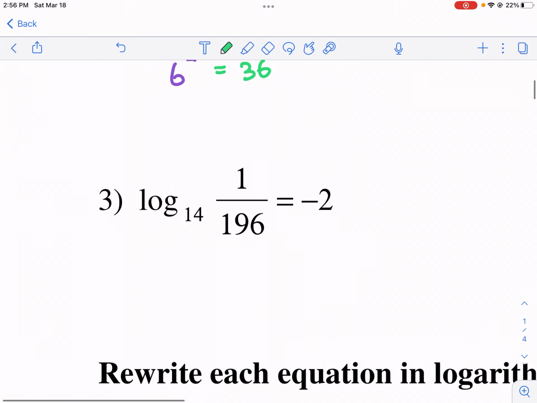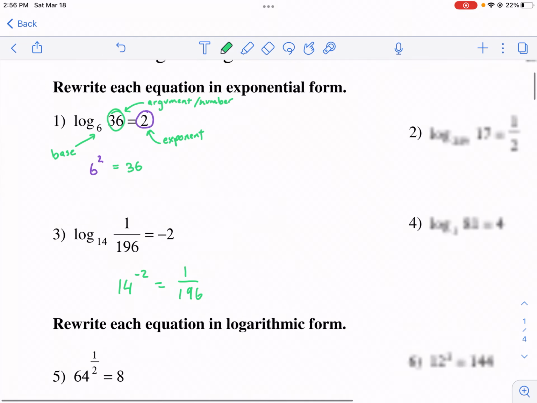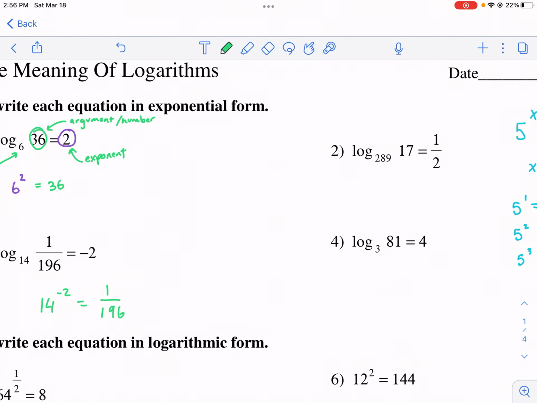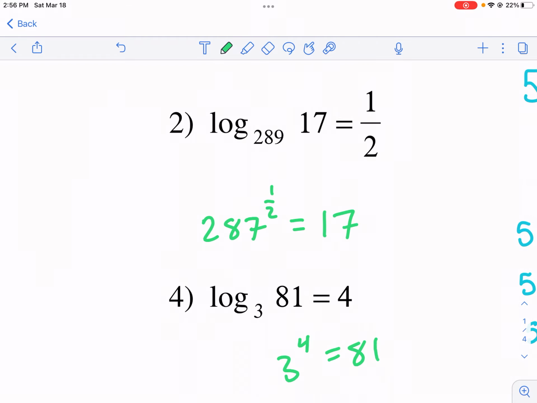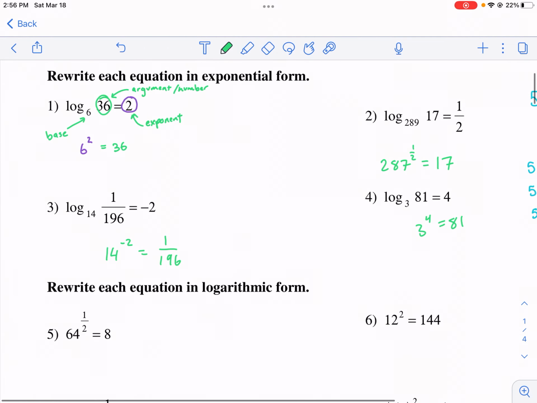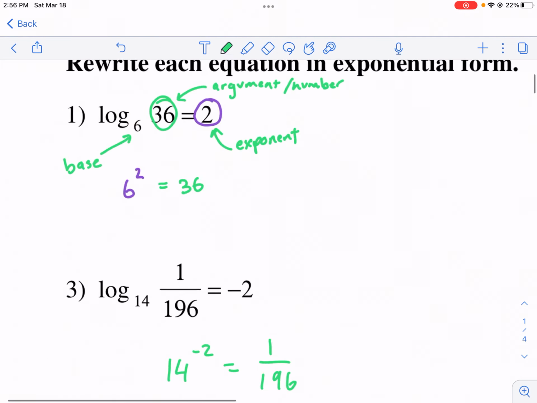So here we have another one. We have 14 raised to the negative 2 power, and that's going to equal 1 over 196. And that's true, okay? These have to be true because it's an equation. Over here, I'll just do these fast. We have 289, and if you raise that to the 1/2 power, that's the same thing as taking the square root. You're going to get 17. 3 to the 4th power equals 81. So you can see that this is really not too complicated writing it in exponential form. You just have to know this.